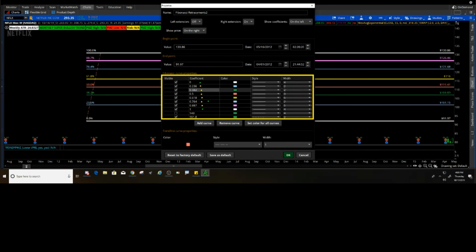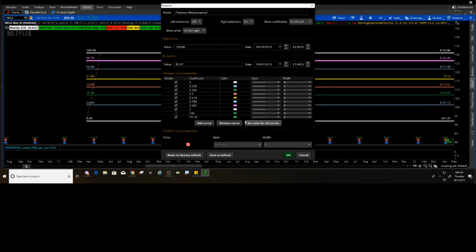Once you're finished here, you're going to simply hit save as default, and then you're going to go ahead and push OK. And the ones that you want to have on your screen, you want to have them checked. Basically, I have everything between 1 and 0. And if you want to copy the colors, just jot these down.